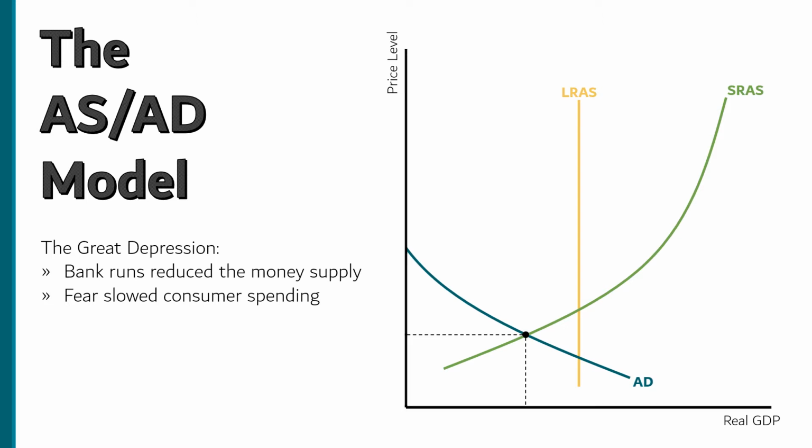The economy is always where aggregate demand and short-run aggregate supply cross. Long-run aggregate supply is the goal, but it's like a weak magnet. It pulls the economy towards it, but not strongly enough to prevent this deviation. We can see that the price level fell, meaning deflation, and so did real GDP, meaning high unemployment.